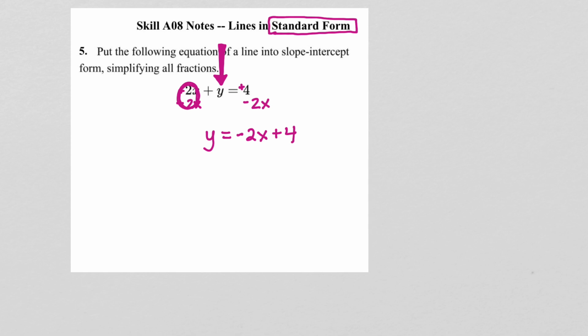And once the y is by itself, then you have converted your equation into slope-intercept form, which is the form that we need to use in order to find the slope and the y-intercept and to draw the graph like we did in class the other day. So this is going to be your answer right here.